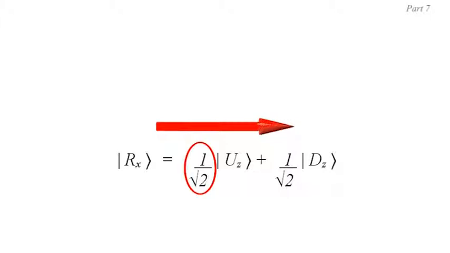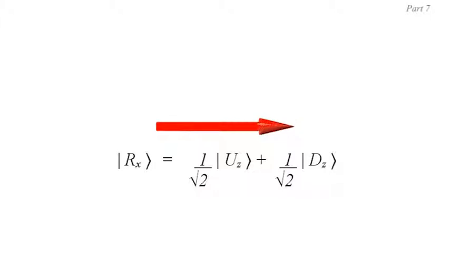This 1 over root 2 squared gives the probability of getting an up measurement of the z component of this right pointing electron. It's a half. And this 1 over root 2 squared gives the probability of getting a down measurement, also 1/2. We also said that if, as this expression for the right state implies, the electron appears to spend half its time up and half its time down, then on average the component of the spin in the z direction must be 0. It must have an average value of 0.